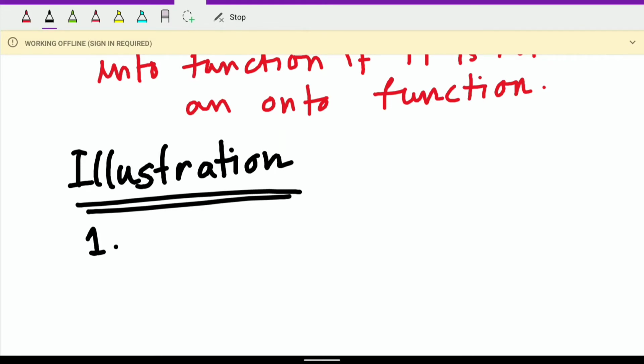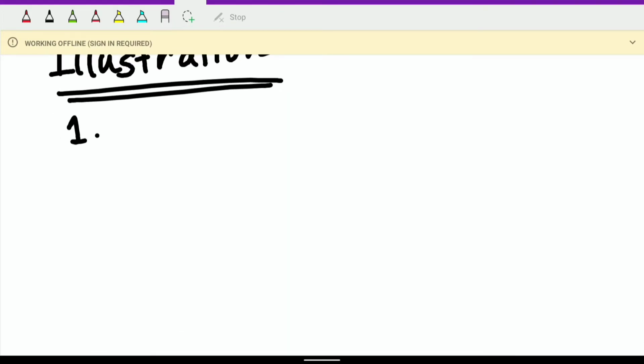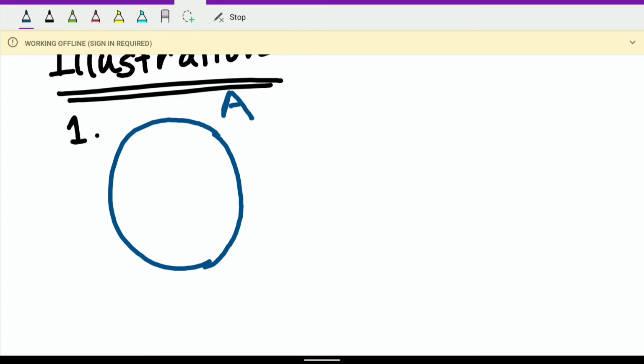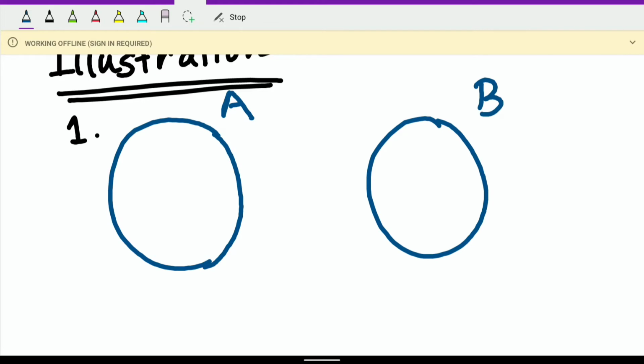So our first illustration, let me draw some figure. First I take blue. Assume this is set A and this is set B, and the associated function f maps A to B, right?